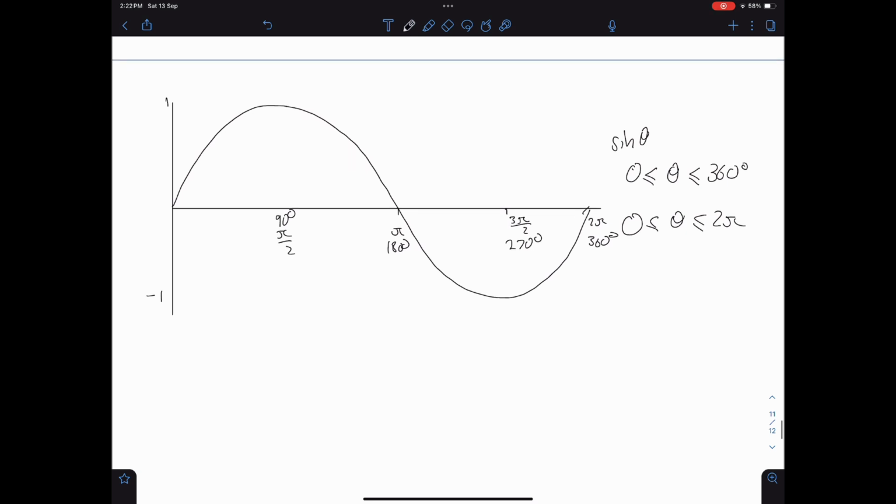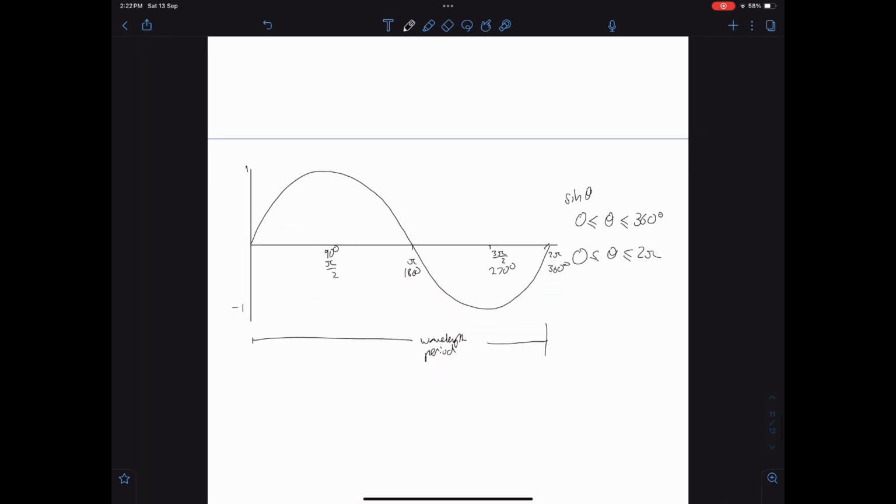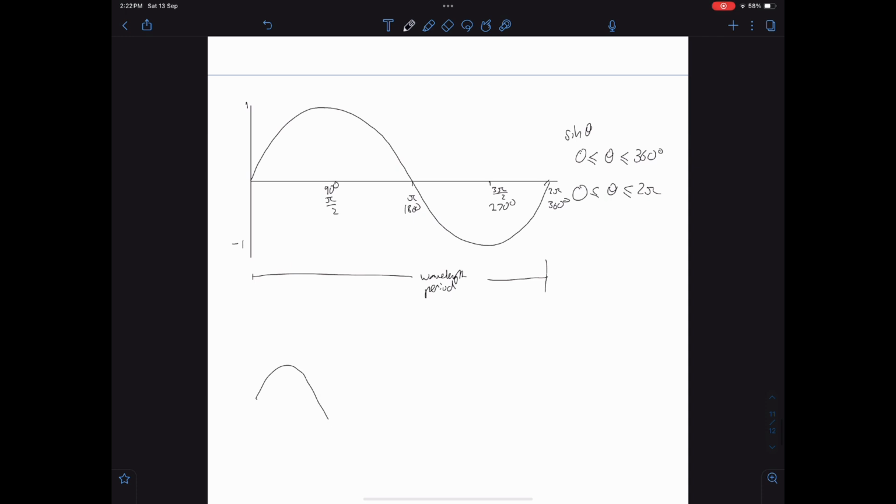We call this bit the wavelength, or the period, because a sine graph, if we did it the whole way, would look like this, and it repeats every 360 degrees, or 2 pi.